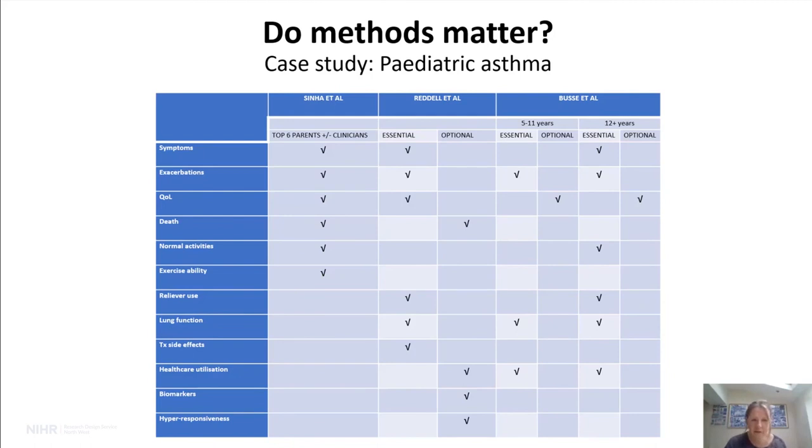And you can see there is some overlap, that symptoms and exacerbations are common, but you'll also see some differences. So if you look to the second half of the table, the first column where it says lung function, you'll see that the US studies, Redell and Buser, had that lung function is an essential outcome. That wasn't essential in our study in the UK.